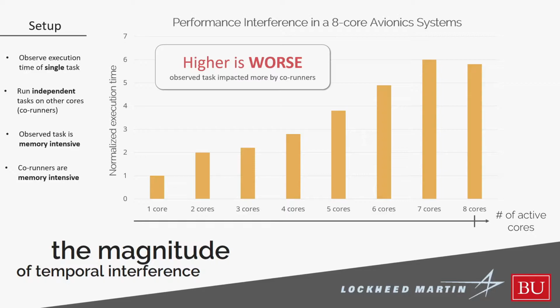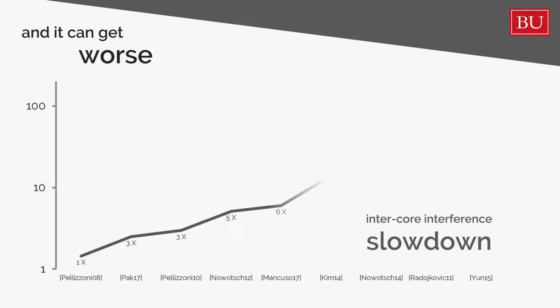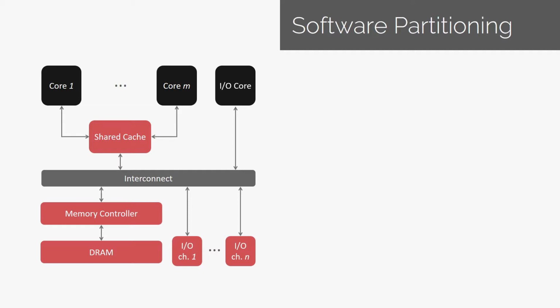It can get worse. There's now a beefy literature out there of researchers that have reproduced similar experiments on different platforms and have observed slowdowns that go all the way from 1x, so negligible slowdown, all the way up to 103x. A slowdown which is quite remarkable. And so with this in mind, let's take a look at what are the techniques available out there to try to mitigate this problem.